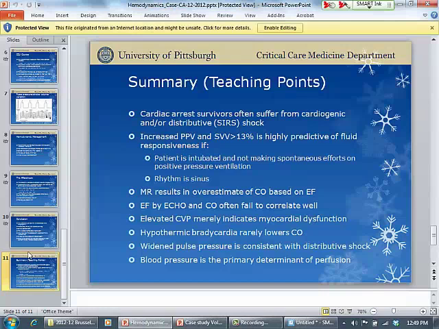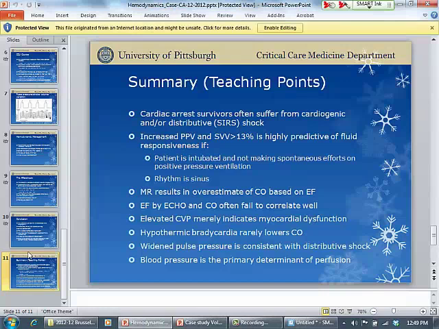MR overestimates cardiac output. EF by echo and cardiac output often fail to correlate well. Okay, so ejection fraction should not be something you're using reliably. It's not a replacement for cardiac output, right? You can trend it. It can be helpful in some cases, but much more helpful is a PA catheter or a visual airway trend or something like that, or ScvO2 that you trend. Elevated CVP merely tells you you have myocardial dysfunction. Hypothermic bradycardia rarely lowers the cardiac output.